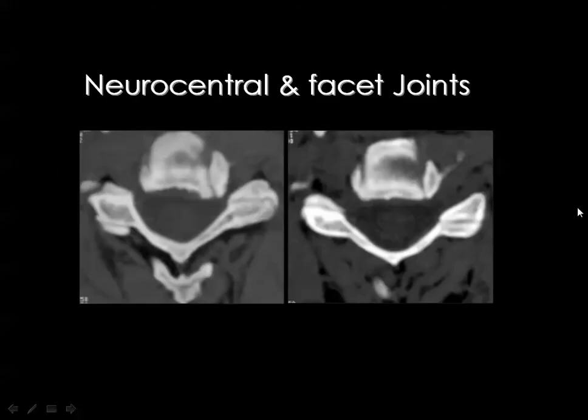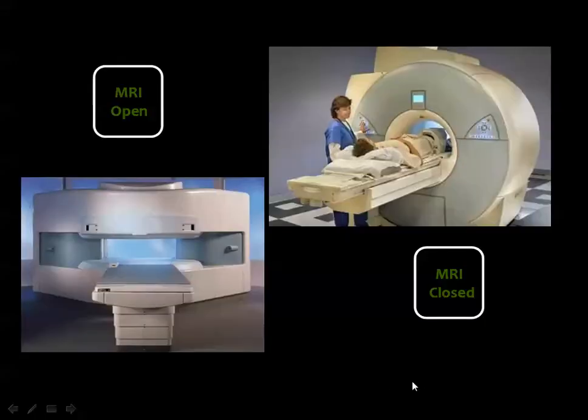Also, the facet joints in the cervical spine and the neurocentral joints are evaluated for osteoarthritis. And you know, this is the neural foramen where the nerve root is going through the neural canal. If there is osteoarthritis here, there may be osteophytes which are encroaching on this canal, like in this example. This nerve root canal is good, and this nerve root canal is narrowed because of the osteoarthritis of this neurocentral joint.